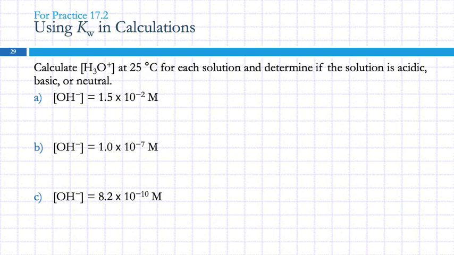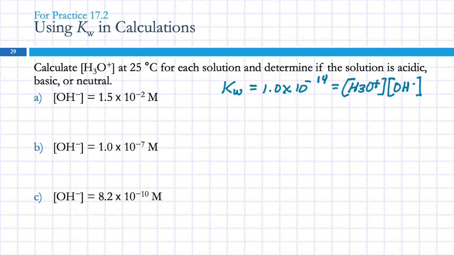Calculate the hydronium ion concentration at 25 degrees Celsius for each solution and determine if the solution is acidic, basic, or neutral. Here we're given hydroxide ion concentrations. So we're going to use the autoionization of water, that ion product constant for water. So Kw, which is 1 times 10 to the minus 14, is equal to the hydronium ion concentration times the hydroxide ion concentration.